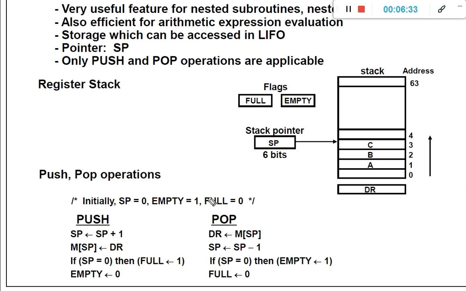Initially the stack will be empty. So initially the stack pointer will be assigned 0. Empty is assigned 1 because the stack is empty now. Full is assigned 0 because the stack is not full now. What does it mean if empty is assigned 1? The stack is empty initially.